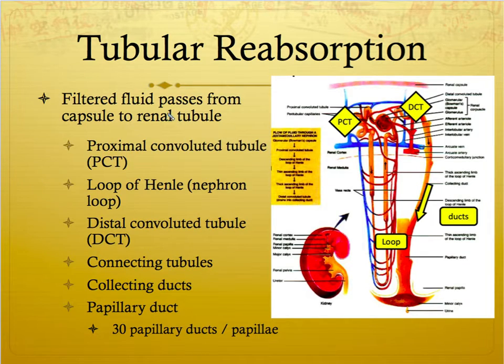Okay, next we have tubular reabsorption. So after your fluid passes from the capsule into the renal tubule, we have this reabsorption happening. So your proximal convoluted tubule is this PCT here, which is just a tube that's twisted around. So fluid goes through there, then through your loop of Henle or your nephron loop, then your distal convoluted tubule, so your DCT up here, and finally into your collecting tubules and collecting ducts, and then your papillary duct. Each papilla is kind of the apex of the pyramid, and there's roughly 30 ducts per papilla, so a lot of places where we can reabsorb things.